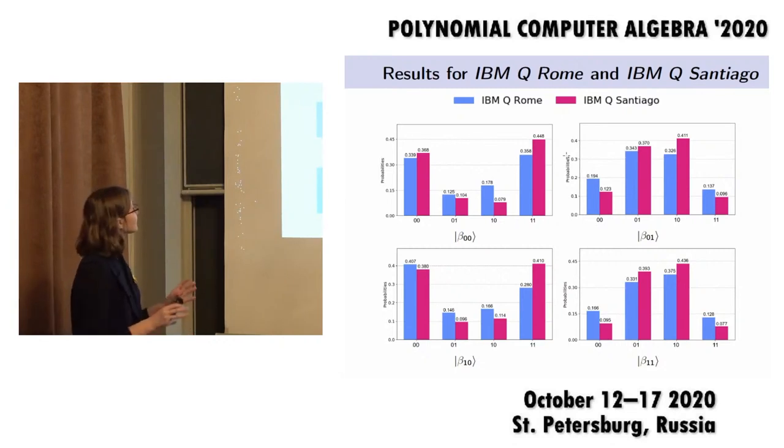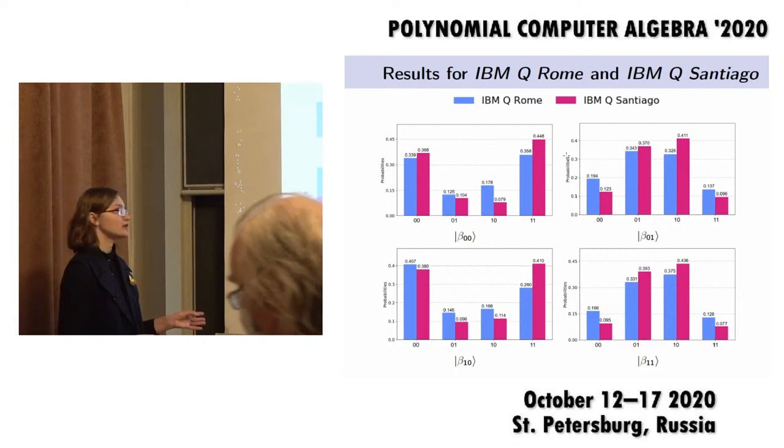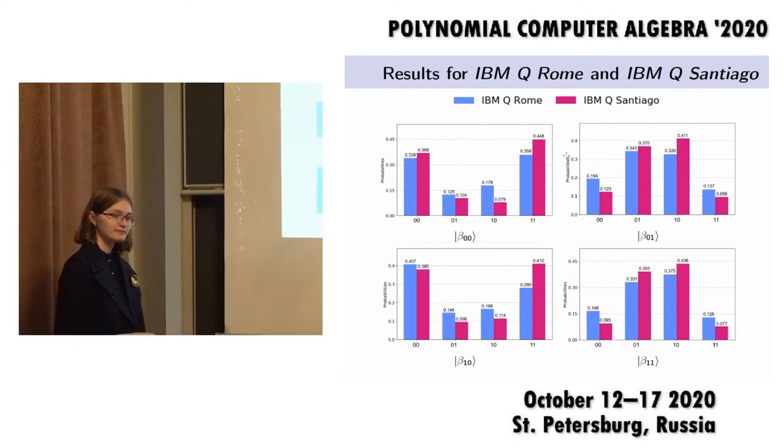I would like to finish with the conclusion that from these results we can see the progress of IBM hardware that was obtained during the last year and a half, because only IBM Q Yorktown was available a year and a half ago, and since then computers on which this algorithm implements successfully became available.